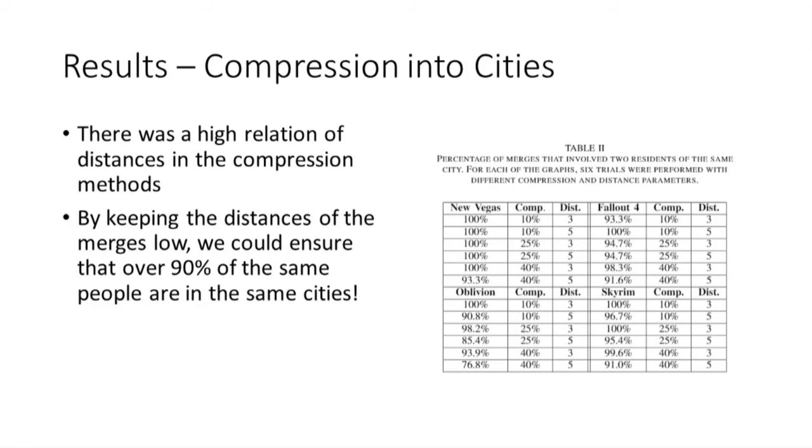Using city compression, we found that there was a high relation of distances in the compression methods. By keeping the distances of the merges low and looking only at local neighbors in terms of these merges, we can ensure that over 90% of the same people were in the same cities. So using this system should basically create the same sort of world as we see in all of these games.